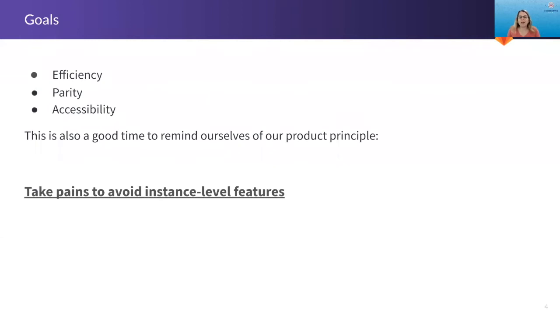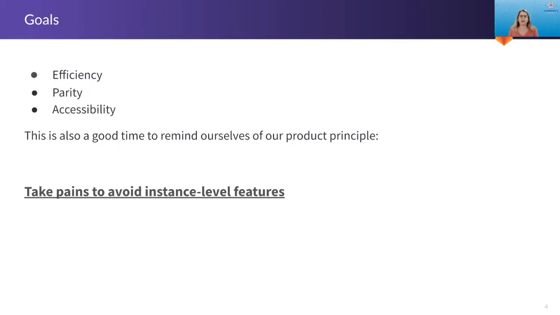So why are we even working on this workspace initiative? There's really three goals to this project. One is efficiency, the second is parity, and the other is accessibility. It's also a really good time to remind ourselves of our product principle, which is to take pains to avoid instance level features. The reason is that anything that we develop for the instance level is only available for self-managed users. All our SaaS users cannot really benefit from instance level functionality. So when we're thinking about it, we need to have really good reasoning for why we're developing something at the instance level. We should avoid that at all costs and implement things at the group level.